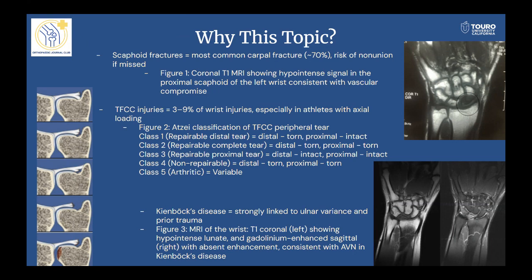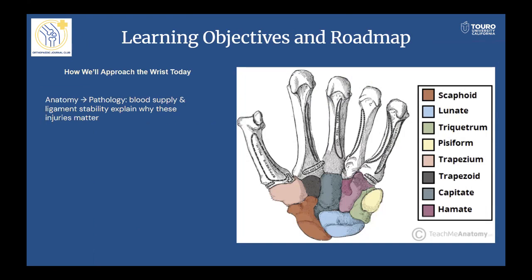All right, just to summarize that previous slide real quick, scaphoid fractures are the most common carpal fracture with high risk of nonunion, and TFCC injuries are the classic cause of ulnar-sided wrist pain, especially in athletes. And Kienböck disease is avascular necrosis of the lunate, strongly tied to ulnar variance and trauma. Together, these represent some of the most important pathologies that every orthopedist must know, both for clinical practice and for exams.